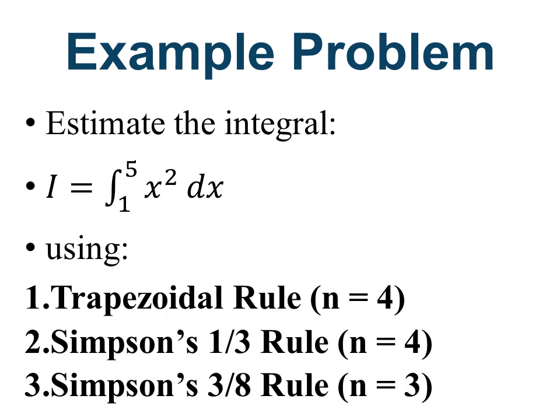Now we start an example. You can see here the integration from 1 to 5 of x square dx using the trapezoidal rule, Simpson 1/3 rule, and Simpson 3 upon 8 rule. Here n equal to 4 is given for the first two, and here n equal to 3 for the last.